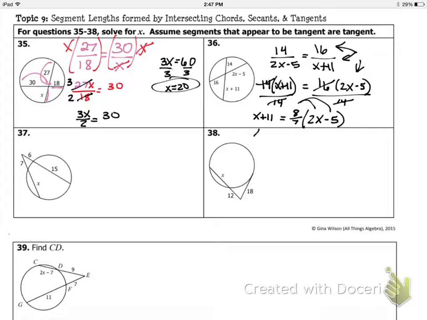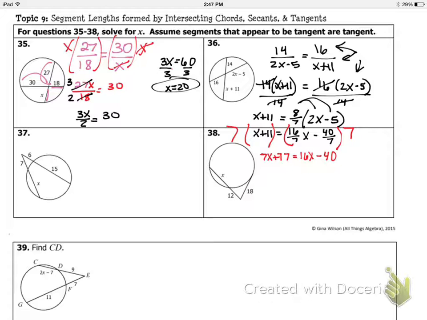If I distribute in my 8/7, x plus 11 equals 16 over 7 x minus 40 over 7. Ugh! Okay, this is getting so crusty with these sevens on the bottom, actually. So what I'm going to do is multiply both sides by 7, because you might remember this being called a fraction buster in Algebra 1. If I multiply this side by 7 and this side by 7, I get 7x plus 77 on the left. I'm going to get 16x minus 40 on the right. Okay, that feels way better.